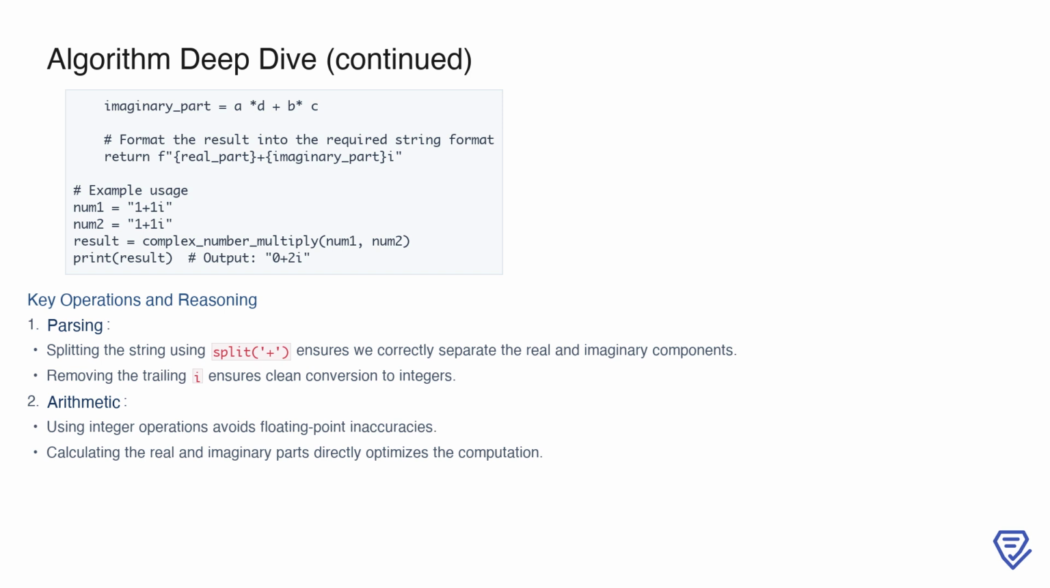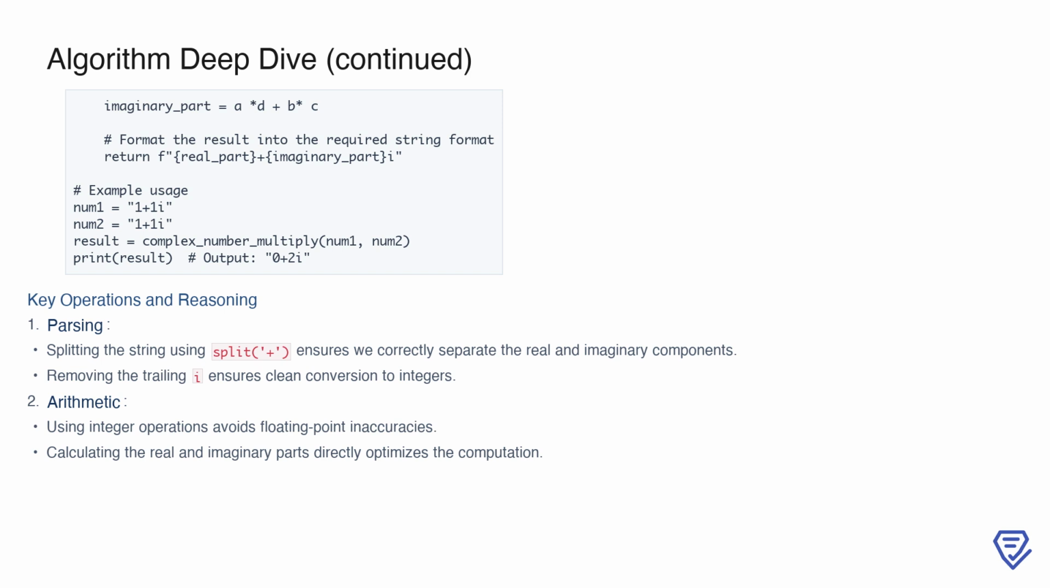Finally, we use Python's f-strings to format the result into the required string form, combining the real and imaginary parts with the i at the end. For example, given the inputs 1 plus 1i and 1 plus 1i, the function outputs 0 plus 2i. This is achieved by following the exact same parsing, arithmetic, and formatting steps.